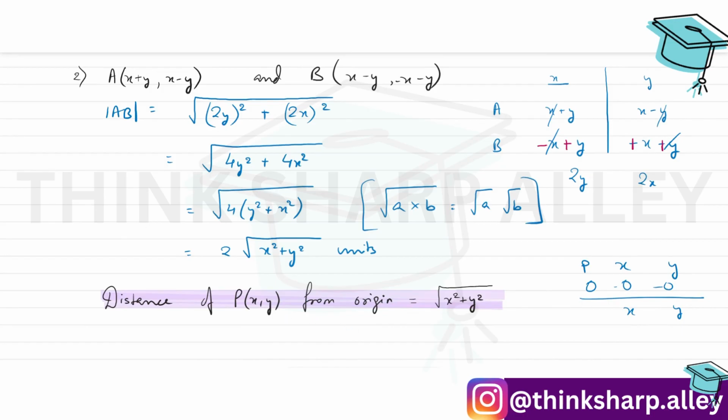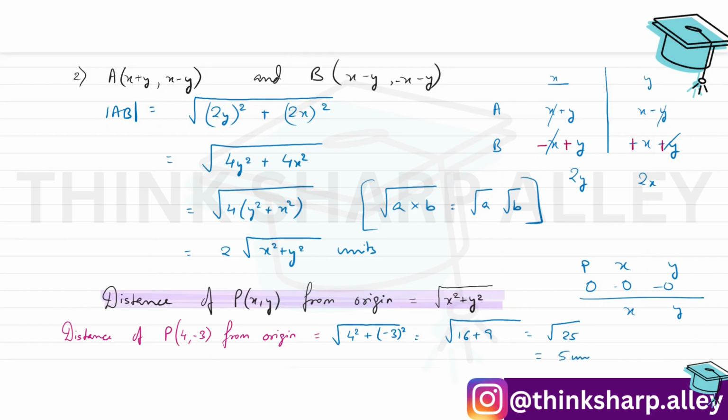So easily we can find out. Let's say we have to find the distance of point P (4, -3) from the origin. It would be square root of 4 square plus (-3) square, which is equal to square root of 16 plus 9. That is equal to square root of 25, which is equal to 5 units.